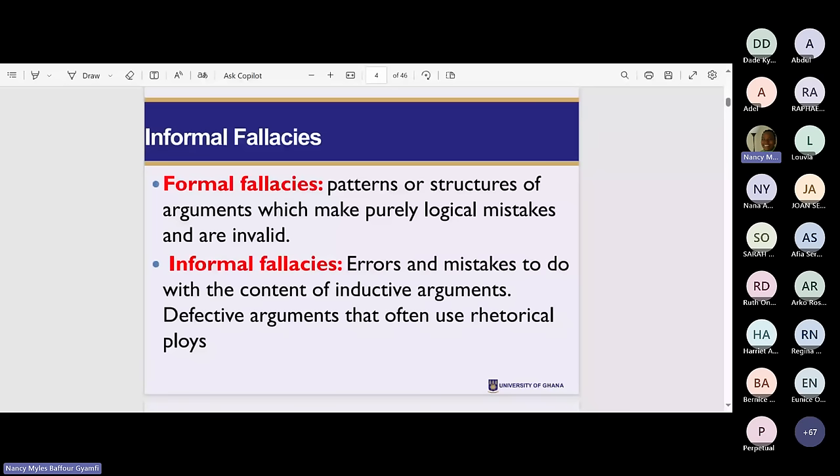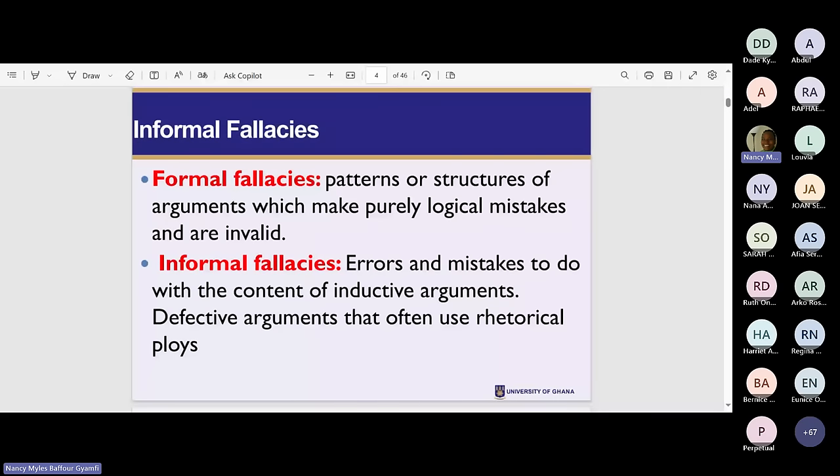Why informal fallacies? Because we've met fallacies earlier. The word fallacy, simplified, means error or mistake in the way we are reasoning. So when you commit a fallacy, it means you are reasoning erroneously. There is something inappropriate about how you are reasoning: giving reason to support a claim, but you're not doing it well, so we detect an error of a kind. That is what makes it a fallacy.